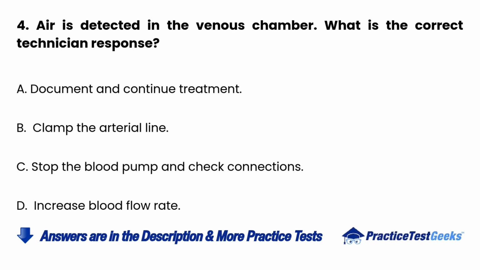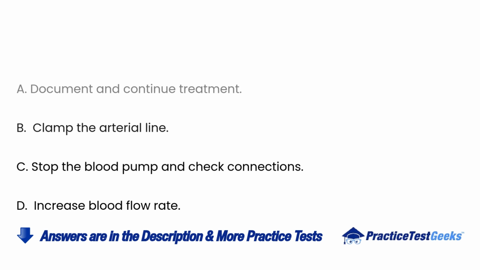4. Air is detected in the venous chamber. What is the correct technician response? A. Document and continue treatment. B. Clamp the arterial line. C. Stop the blood pump and check connections. D. Increase blood flow rate.